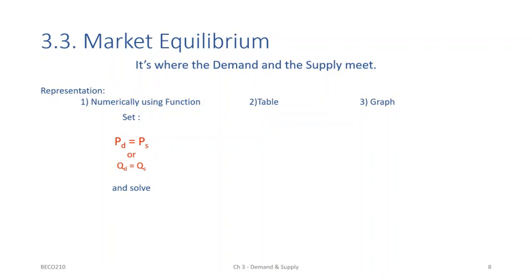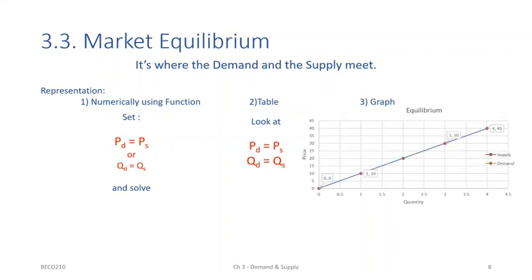Since it's a unified price for the demander and the supplier, we can find the equilibrium by setting P from the demand side equal to P from the supply side. Also, by setting the quantity from the demand side equal to the quantity from the supply side. Using a table, we can also see that P from the demand side equals P from the supply side, and Q from the demand side equals Q from the supply side.